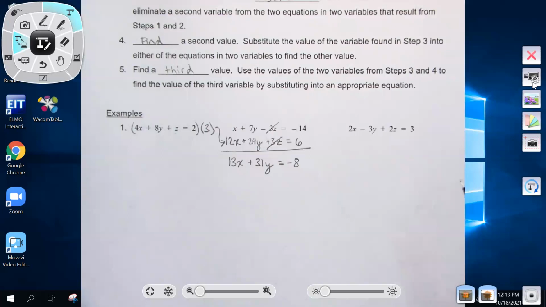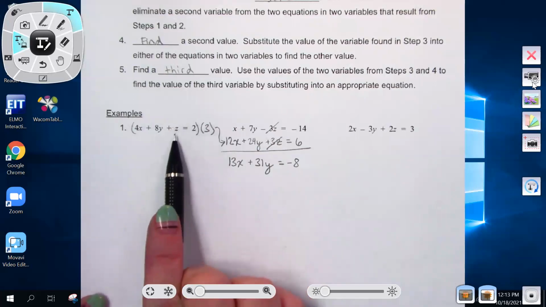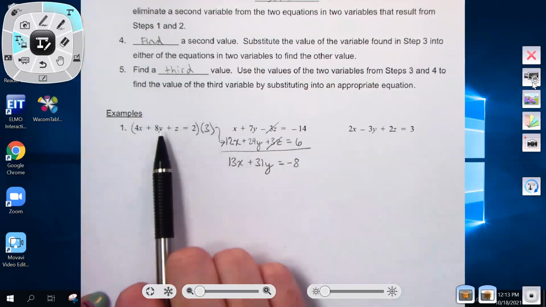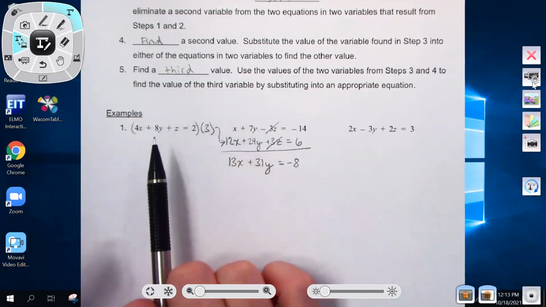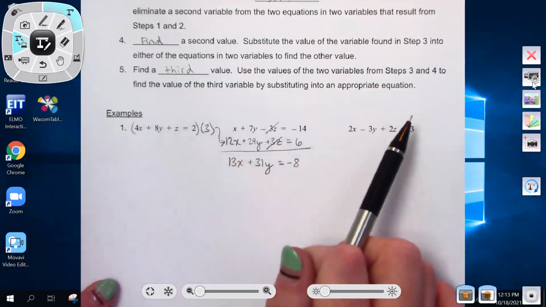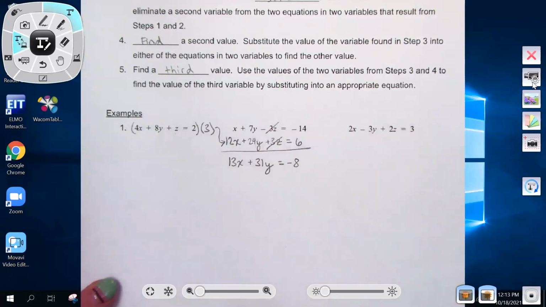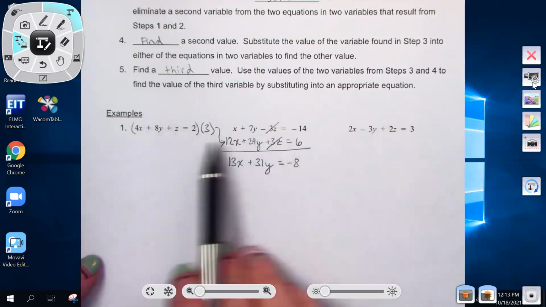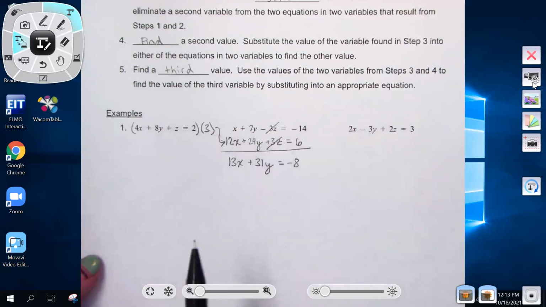Second step, eliminate the same variable from any other two equations. So we eliminated the z, which means we need to eliminate the z again, but we can't choose the first and second equations. We can choose first and third or second and third. Okay. So if we choose the first and third, in order to get the z to eliminate, what do we need to do?